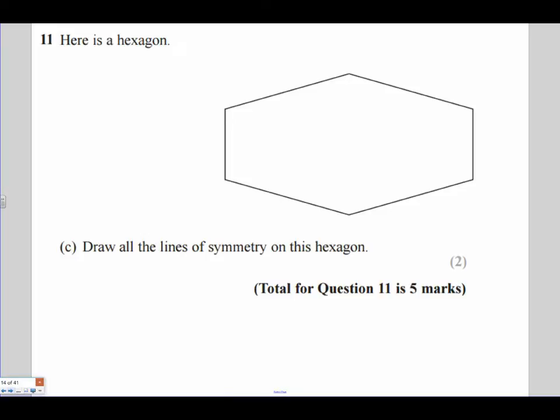Continuing question 11, here is a hexagon. Draw all the lines of symmetry on this hexagon. There are just the two lines of symmetry, one that goes through the center and one that goes from the top to the bottom. And there are the two lines of symmetry on this particular hexagon.